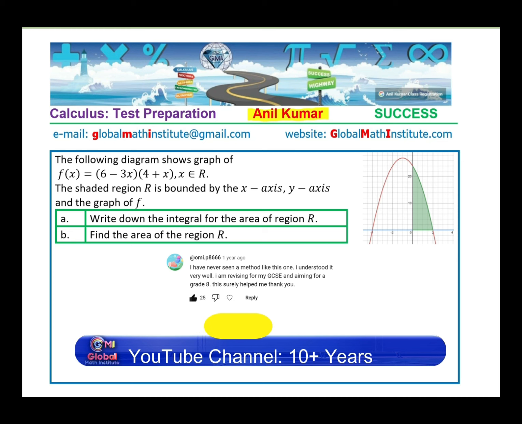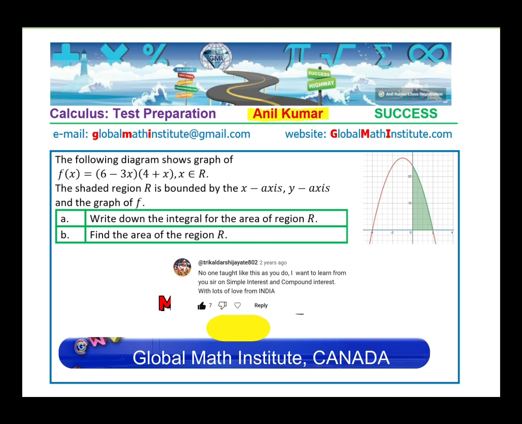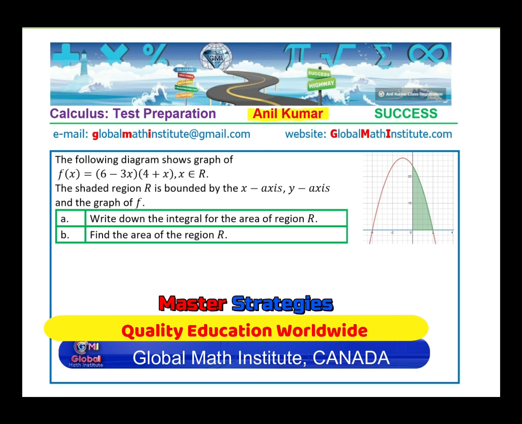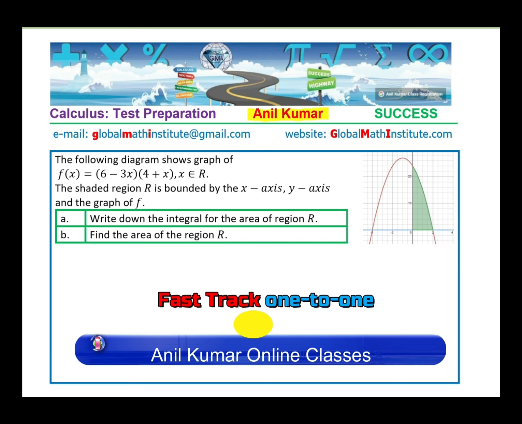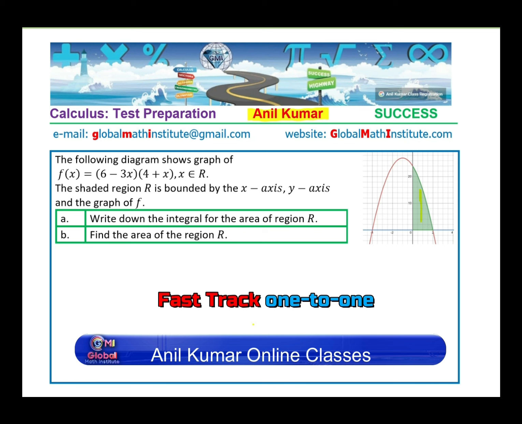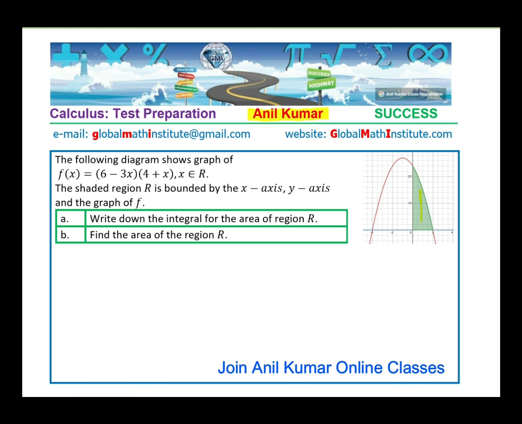The following diagram shows the graph of f(x) = (6 - 3x)(4 + x), where x belongs to the real numbers. The shaded region R is bounded by the x-axis, the y-axis, and the graph of f. Write down the integral for the area of the region. Find the area of the region R. So that's the question. Let us see how we solve such a problem.